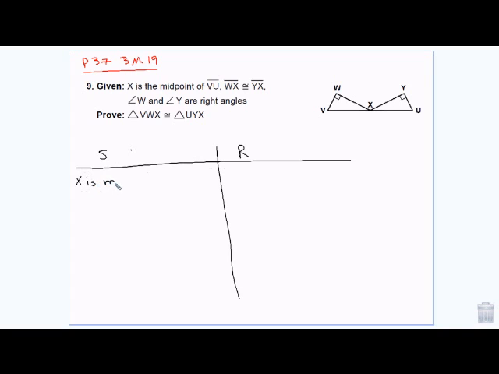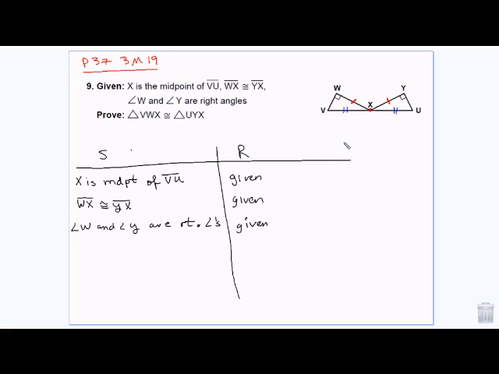Okay, so X is the midpoint of VU, that was given. WX is congruent to YX, also given. And angle W and angle Y are right angles, given. Okay, so what does that mean? W and Y are already labeled. Those are given. VX and YX are the same length, that's given. X is the midpoint of VU. Well, here's VU. X is the midpoint. That tells me, midpoint, halfway between, that these two are going to be the same length.